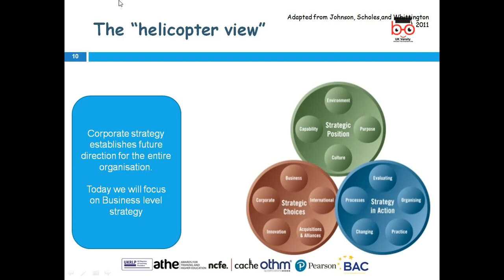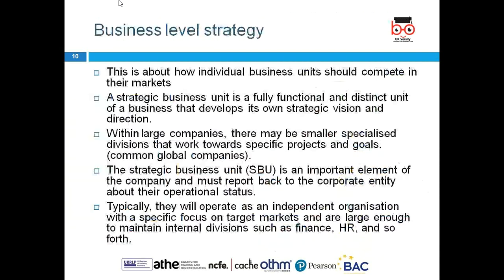So strategy in action is crucial. We can look around it. This is called the helicopter view, given by Johnson and Scholes. Then the business level. This is about how the individual business unit should compete in their market. The strategic business units, SBUs, we discussed, develop strategic vision and direction.